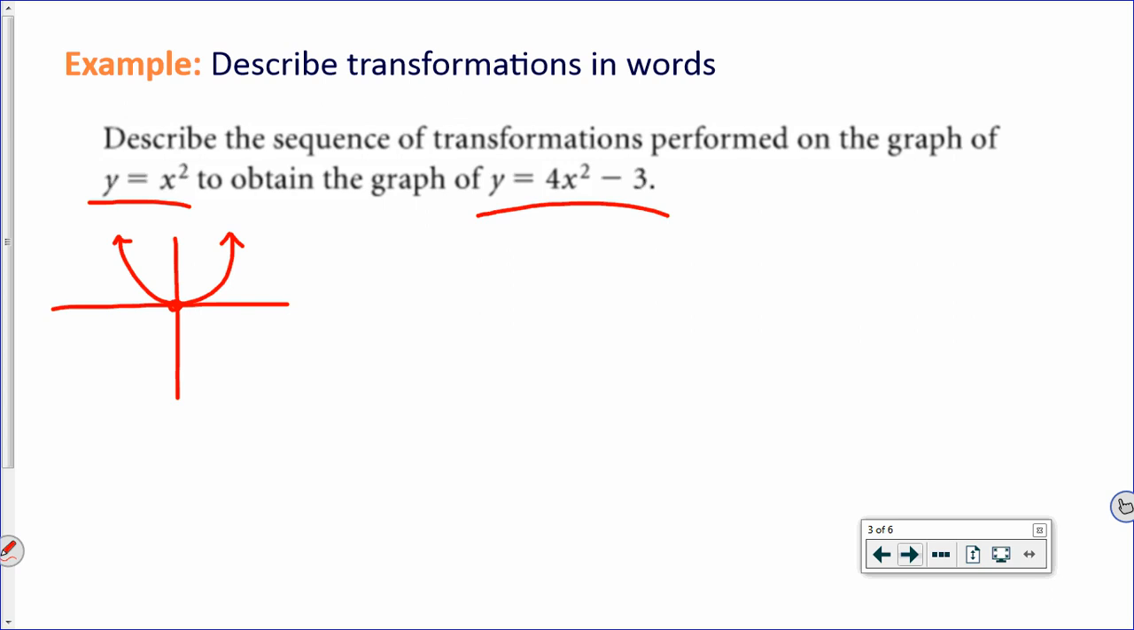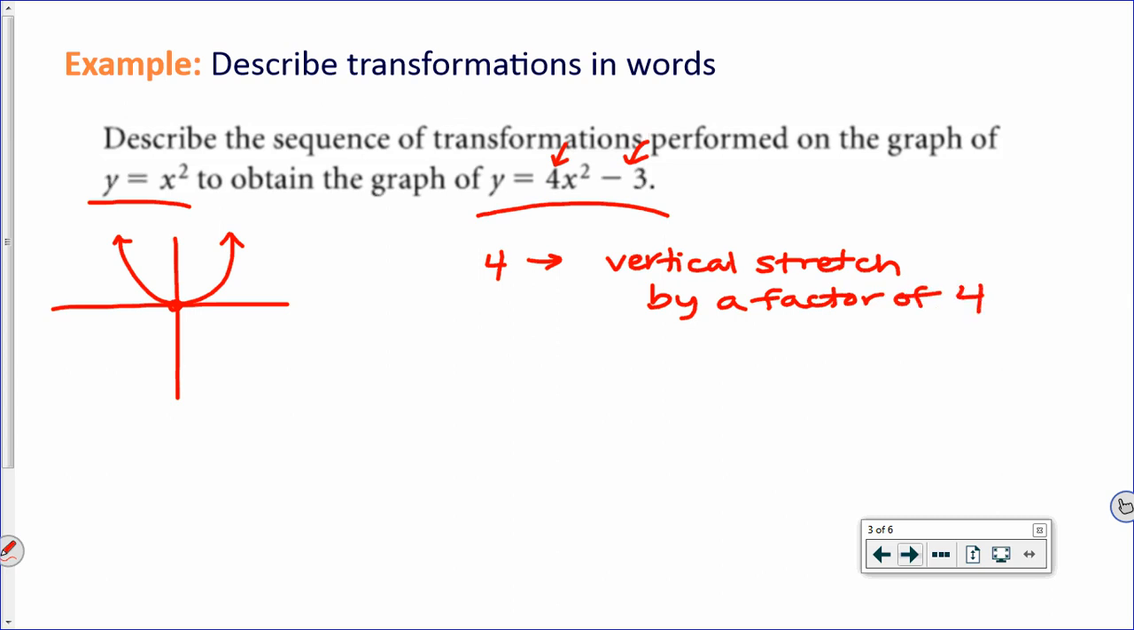So this one has two transformations applied to it. It has the 4 being multiplied by x squared, your original function, and it has the minus 3 being subtracted from the function. So the 4 is a vertical stretch. You want to say that this is a vertical stretch by a factor of 4. That's the correct language to use there. We aren't asked to actually sketch it, but that would mean that it would stretch out and become a taller, skinnier parabola, like that.